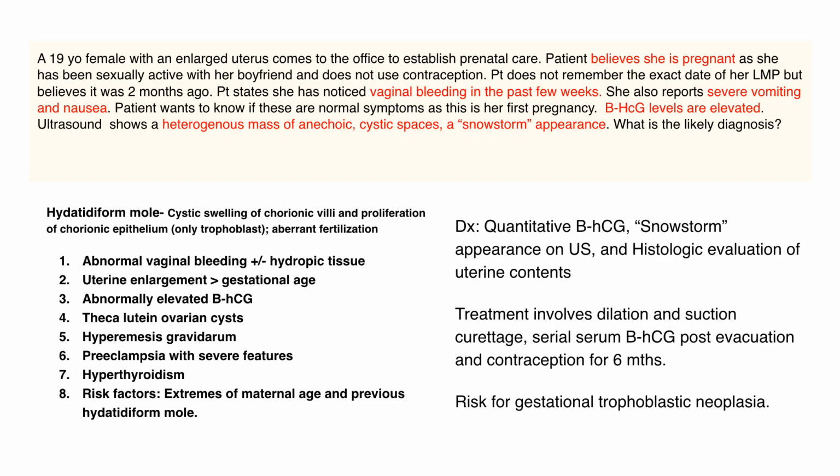To make a diagnosis, you can check the beta-HCG levels, which will be very high. Check on ultrasound if there is a snowstorm appearance, and also do a histological evaluation. Treatment involves dilation and suction curettage, which is a D&C, then serum beta-HCG levels after removing the mass, and you make sure the patient has contraception for 6 months because you want to make sure that this patient does not have choriocarcinoma, which can occur from hydatidiform mole. Choriocarcinoma is a type of gestational trophoblastic neoplasia.